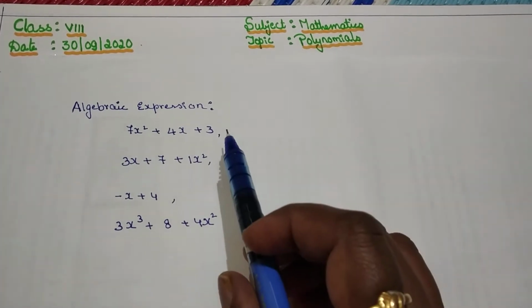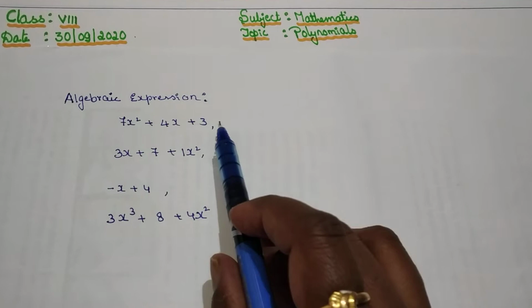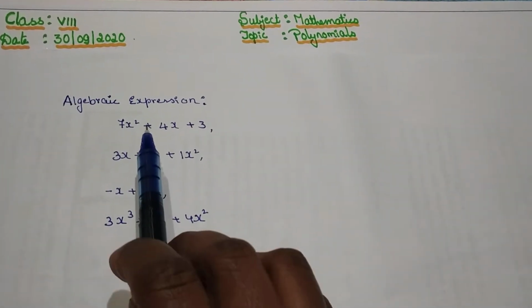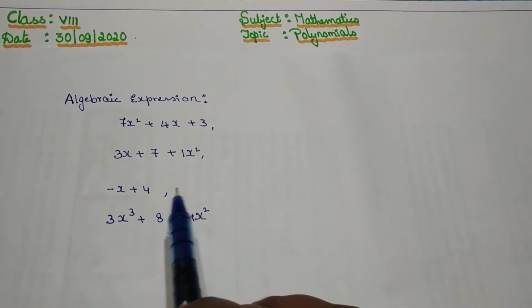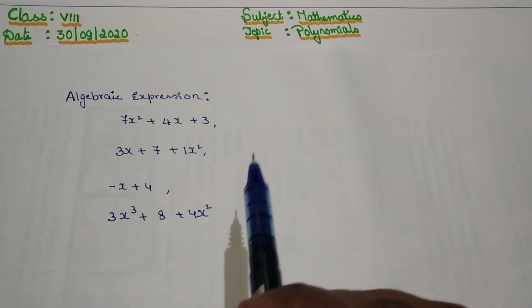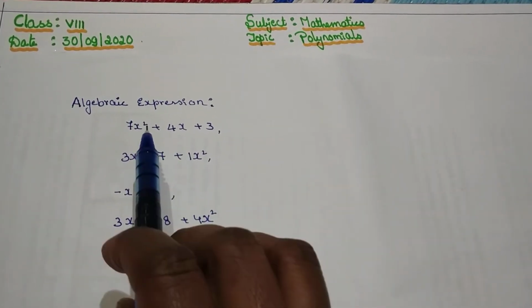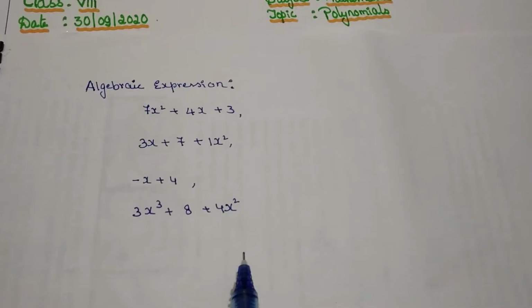Here are some examples I have written for algebraic expressions. You can observe that in all these examples there is a variable called x. Therefore, these examples are algebraic expressions in one variable, because only one variable is used in each expression.